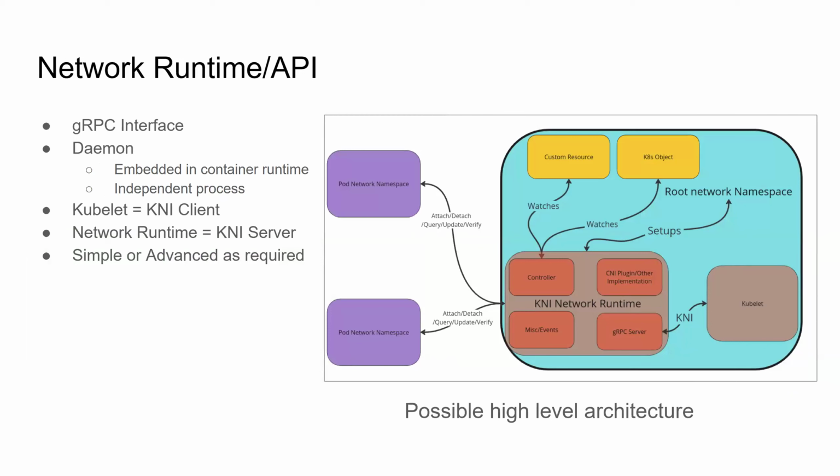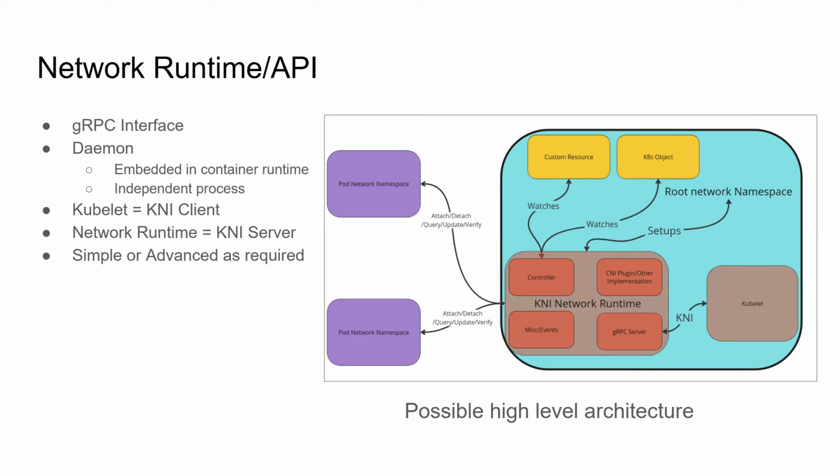So the network runtime API, as I mentioned earlier, is a gRPC interface, and it's a running daemon that could be embedded in the container runtime or its own independent running process. And I said that the kubelet is the KNI client, and the network runtime is the KNI server. And these could be as simple or as advanced as required.